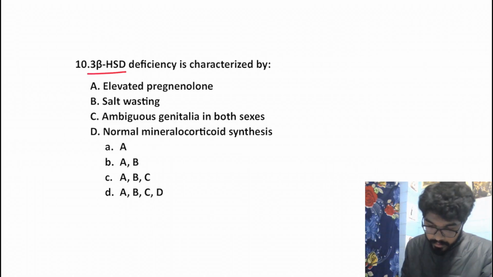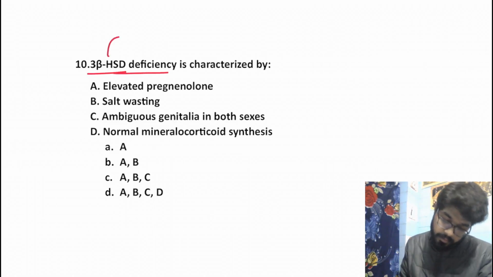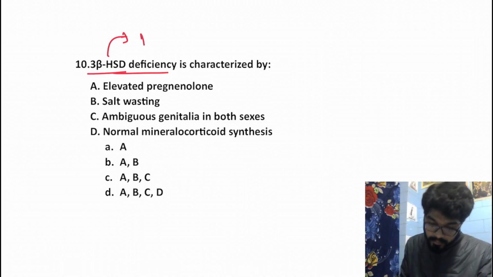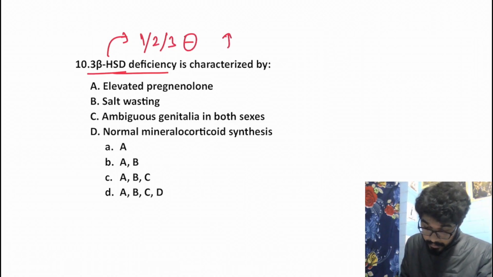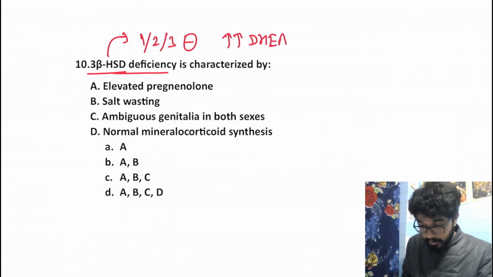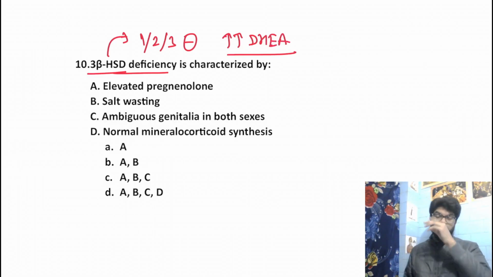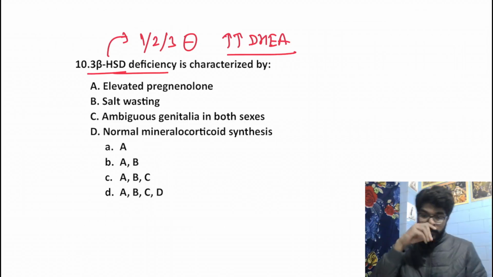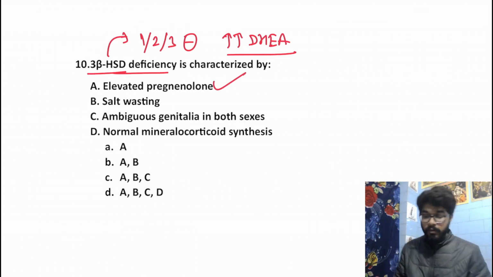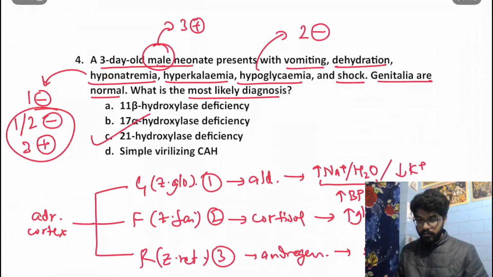3-beta hydroxysteroid dehydrogenase deficiency is characterized by. So this is the last one. So 1, 2, 3, all of them are absent. Then there is increase of DHEA. Right. Elevated pregnenolone, yes, we have read that during the steroidogenesis. This is rather the accumulated hormone. We can go back to that steroidogenesis step.